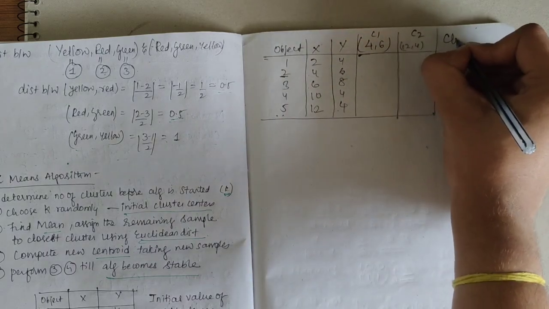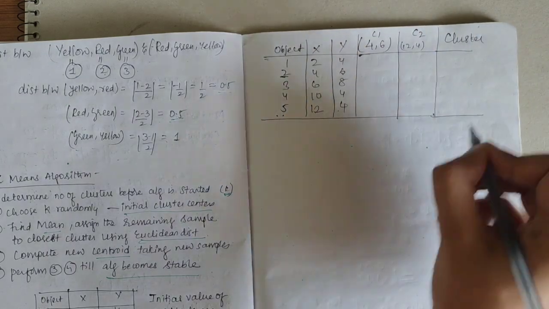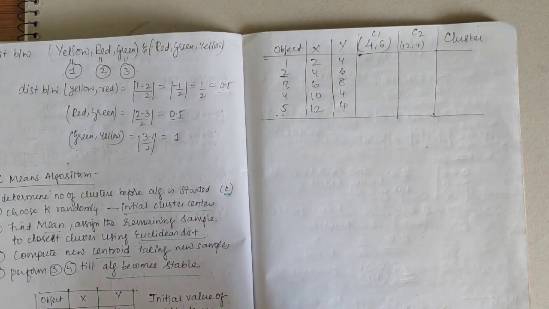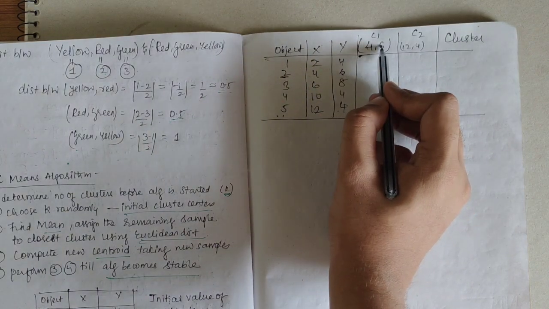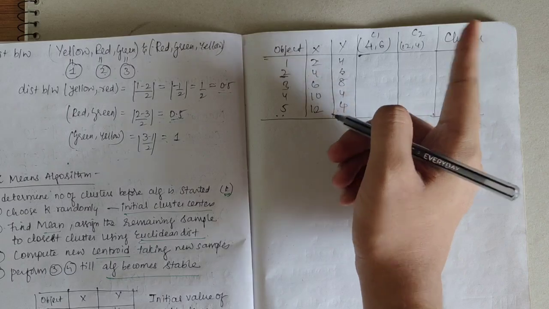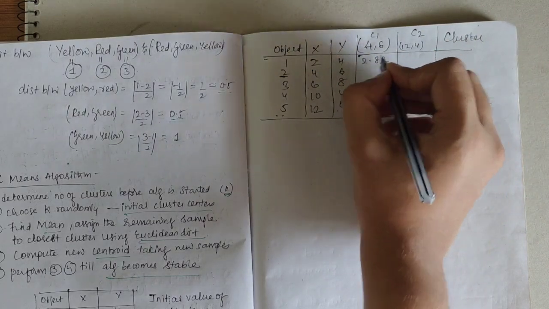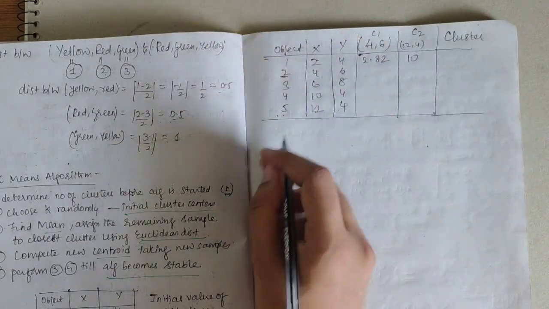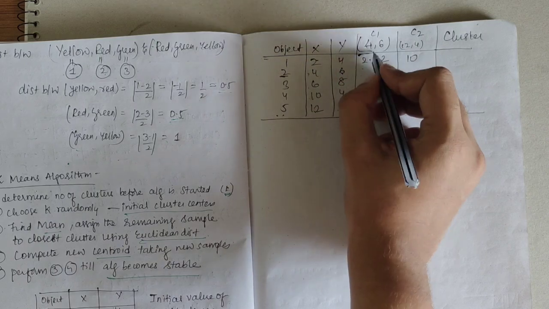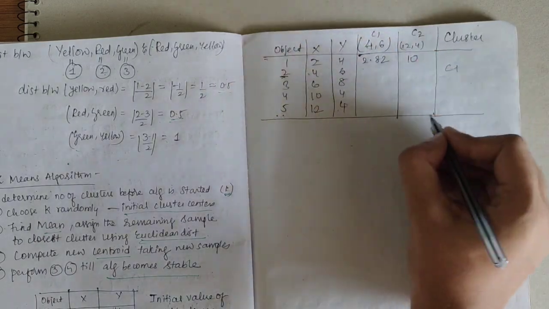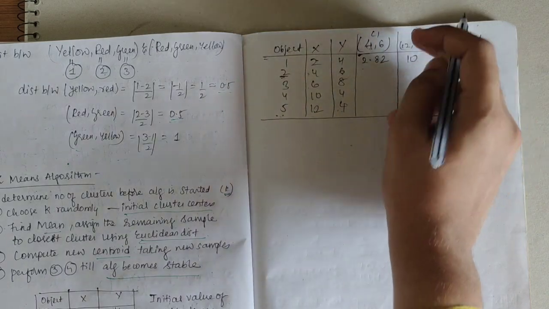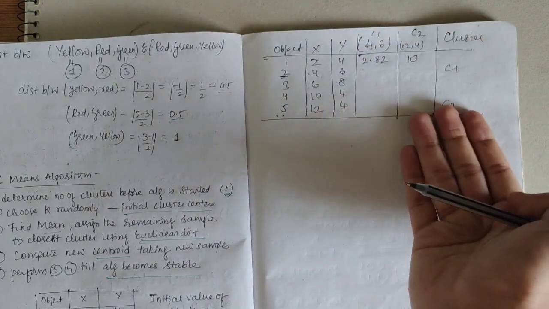Now I'll write here which cluster each would fall under. Finding the Euclidean distance, 2 minus 4 whole square plus 4 minus 6 whole square, under root. So we would get root 8, the value is 2.82, and on this side we would get 10, and here it is 4, 6. So we can directly write that 2 falls under cluster 1 and 5 falls under cluster 2, because it is 12, 4. The same cluster is being considered, right? So we can directly write the value.